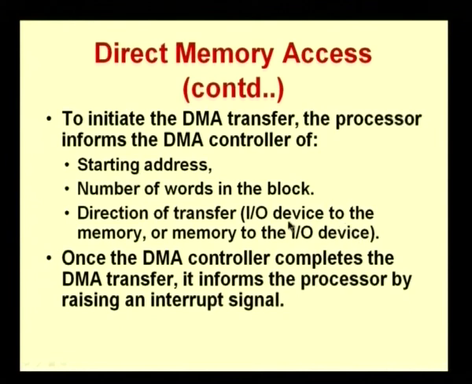If you are looking at an input process, that means data is coming from the IO device to memory, and if it is an output device, then data is going from the memory to the IO device. So, whether it is an input or an output operation determines the direction of transfer. Whether it is an input or an output, what is the starting address in memory from or to which data is to be transferred, and the number of words starting from that particular address. These are the three parameters that will have to be specified for the DMA controller to start its operation.